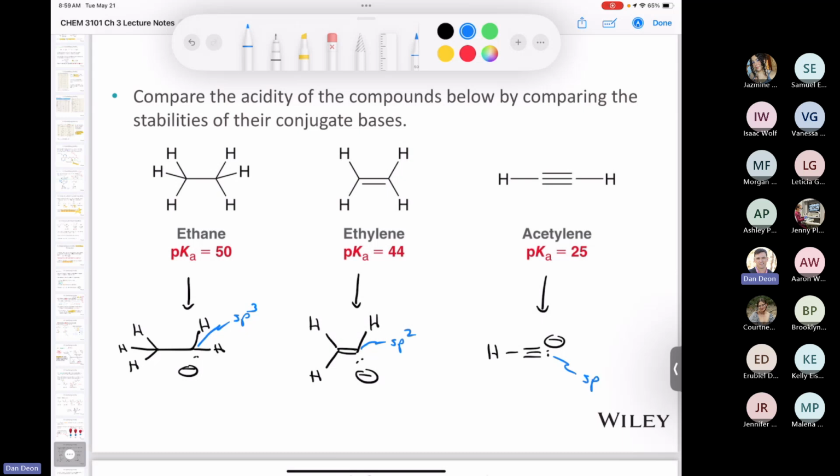So smaller orbital. This is better able to stabilize that negative charge. This one is bigger, so it has a harder time stabilizing it. And that's why an alkyne is so acidic.